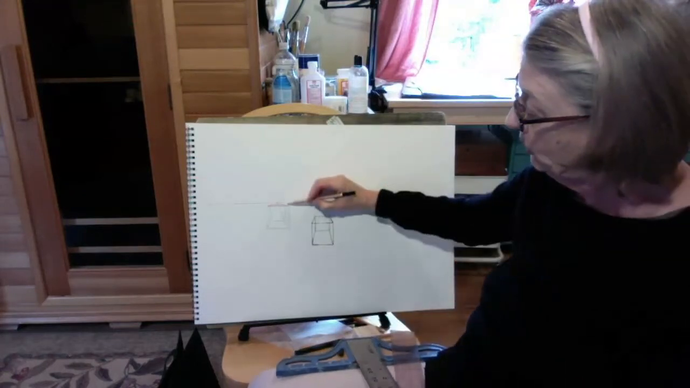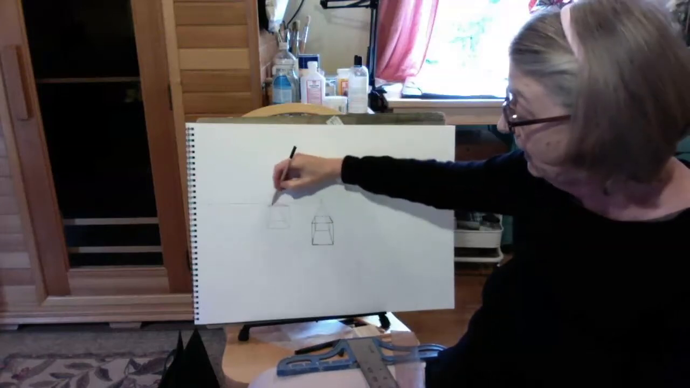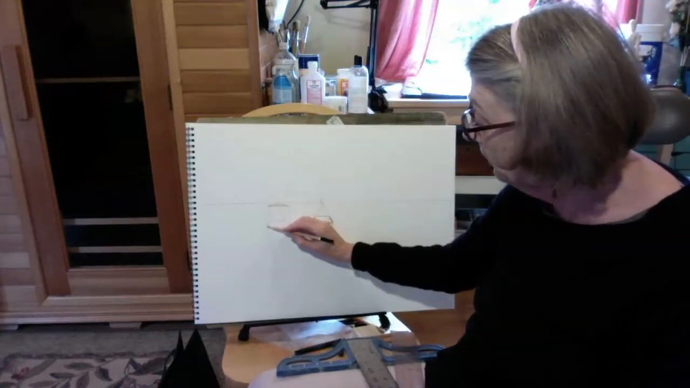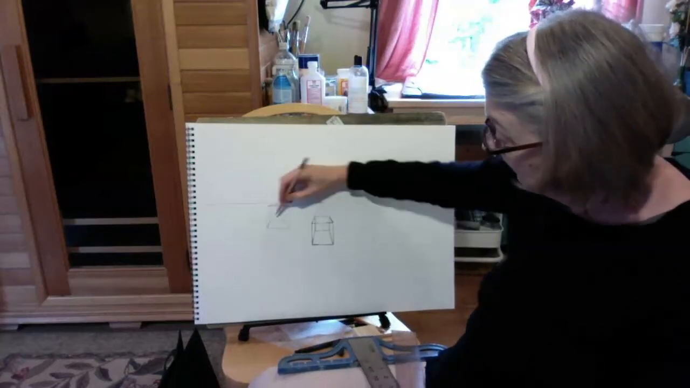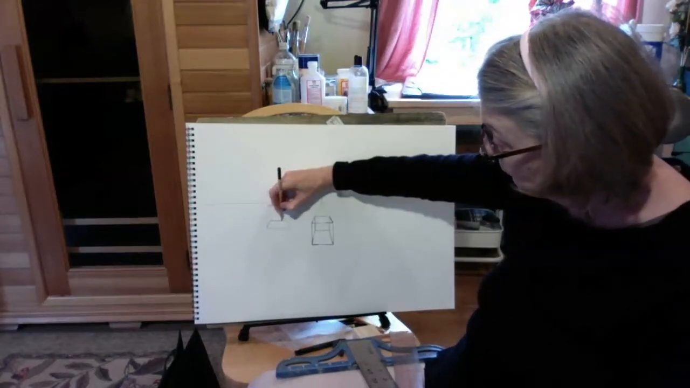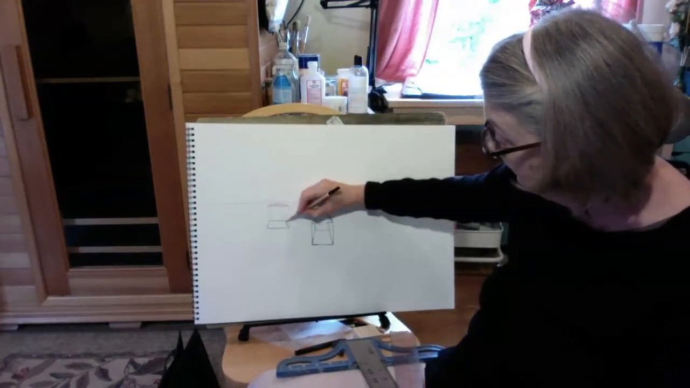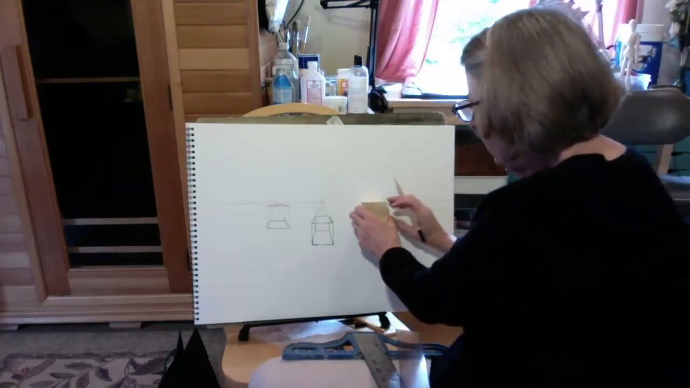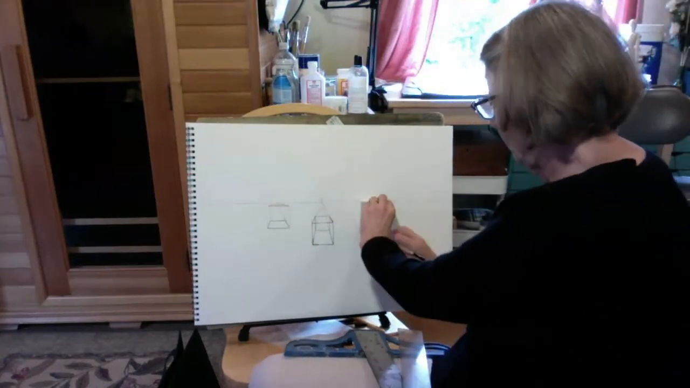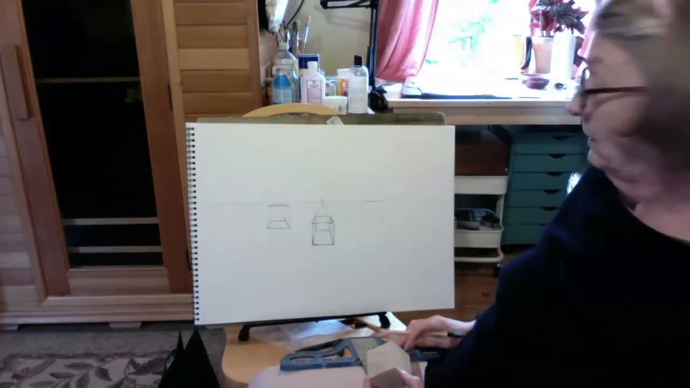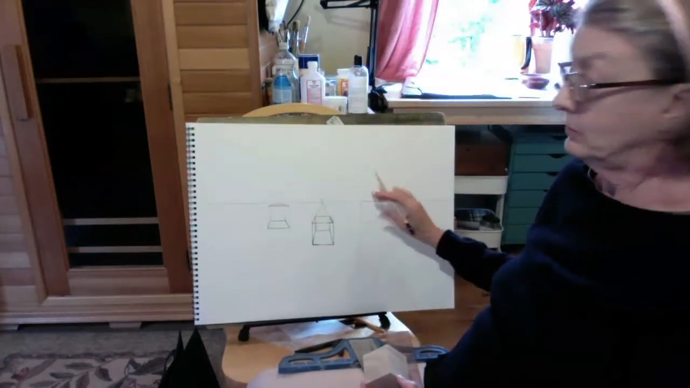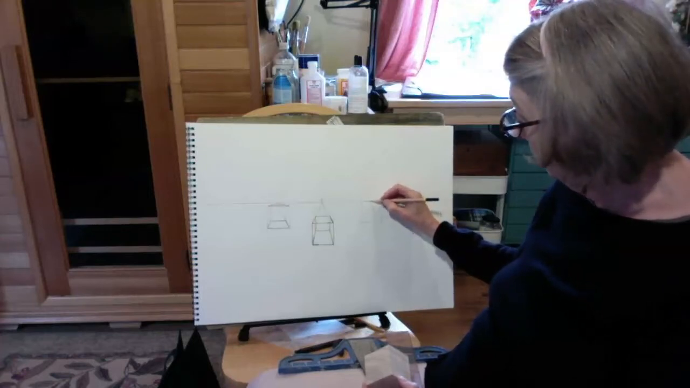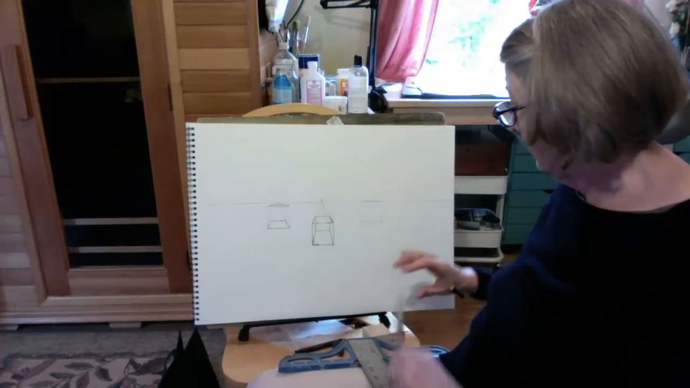So as the cube gets closer to the eye level line, the top plane especially is going to become narrower. This plane will also be narrower than this plane because it's closer to the eye level line. If I put my cube right on the eye level line, basically it's so flat that we don't see it at all. I'll put a vanishing point here, draw.